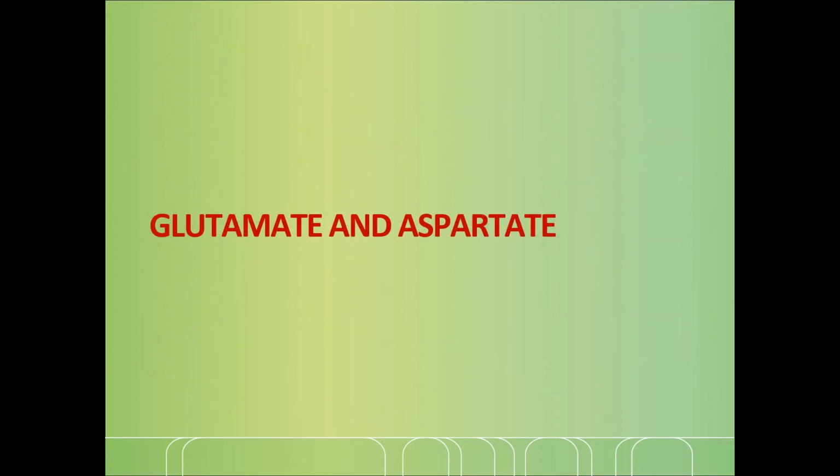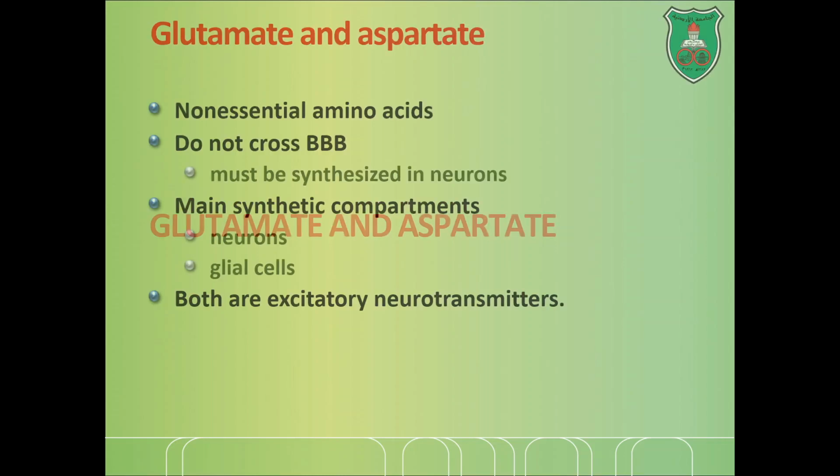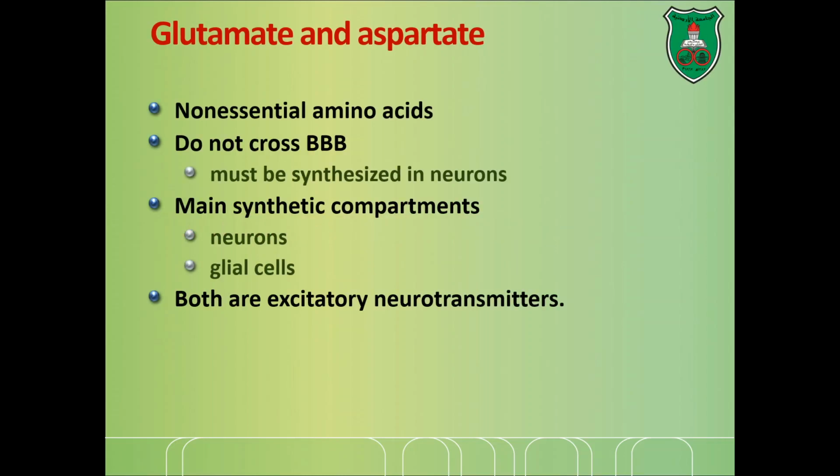So let's continue with glutamate and aspartate. Now, these two amino acids are non-essential amino acids. They do not cross the blood-brain barrier, and they have to be synthesized in the neurons. They can be synthesized in the neurons themselves or glial cells, and both are excitatory neurotransmitters.